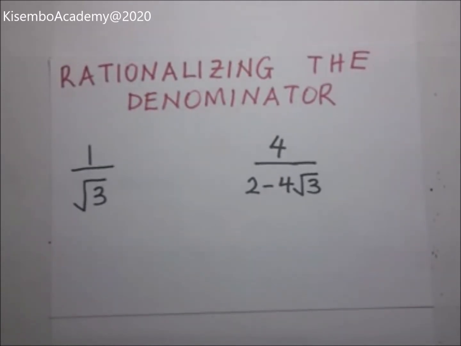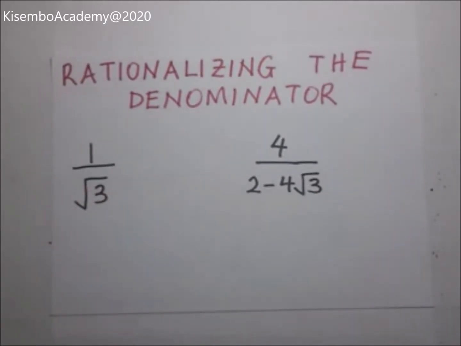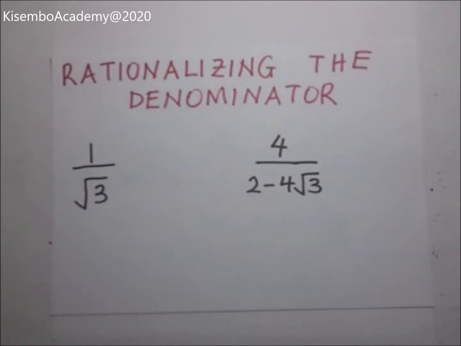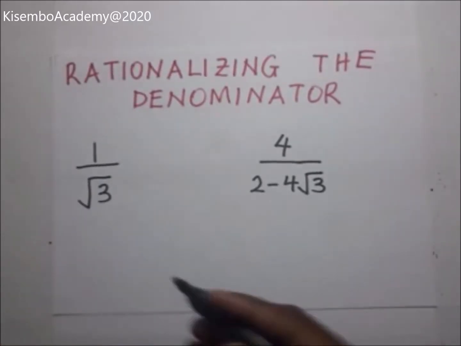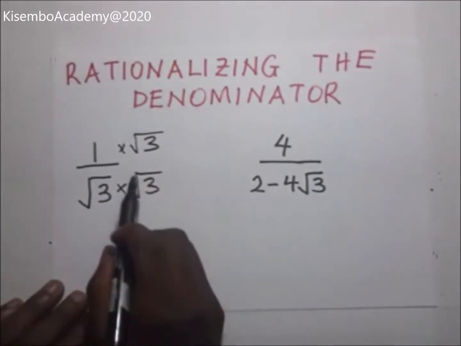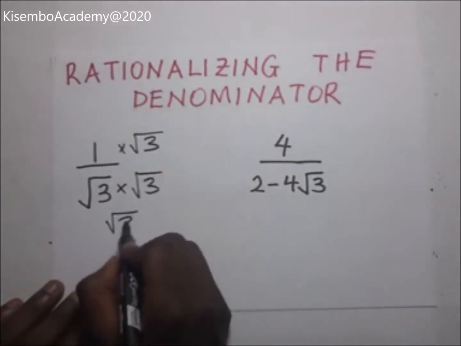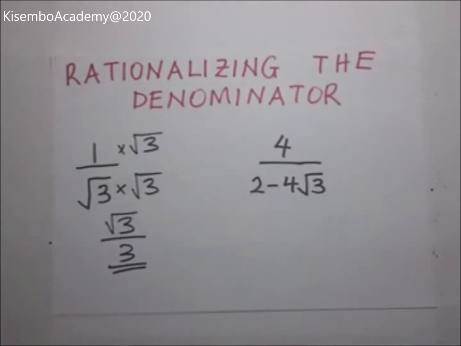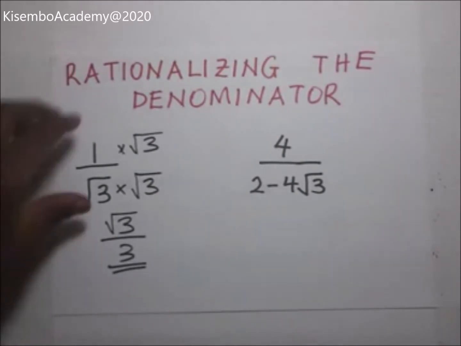So numbers or expressions that are having one-term expressions in the denominator, such as these ones, are rationalized by multiplying it by an equal surd. For example, here, if it is root 3, we are going to multiply it by root 3. So if I'm to rationalize this, I'm going to multiply this by root 3 times root 3. And definitely 1 times root 3 will remain, root 3, divided by root 3 times root 3, which will give us 3. And that's the answer. We have rationalized the denominator.